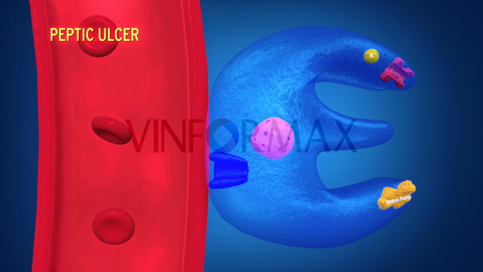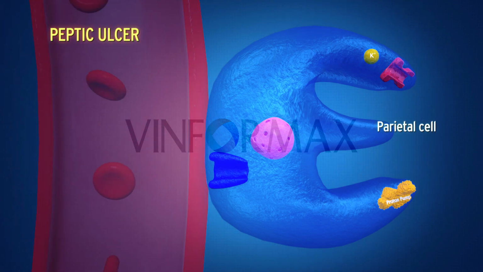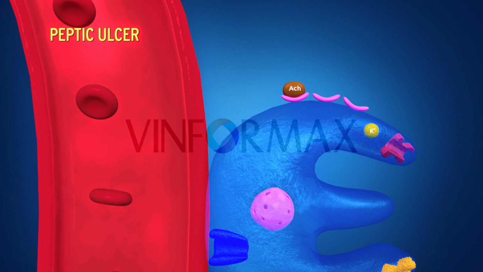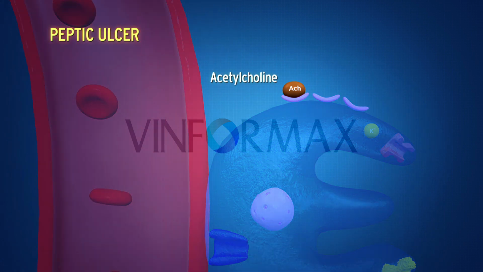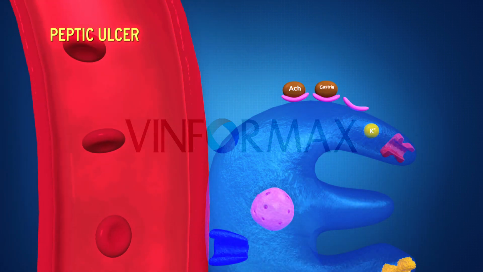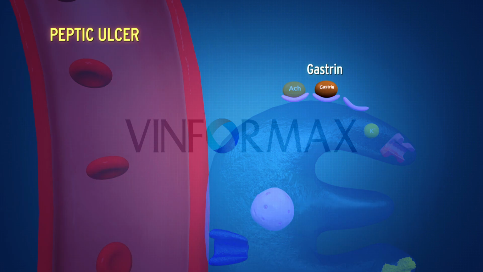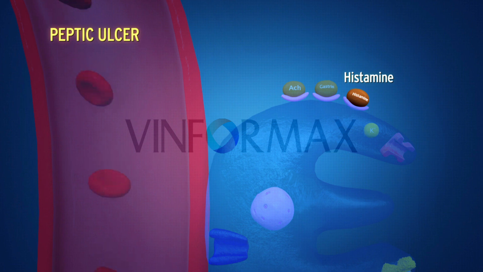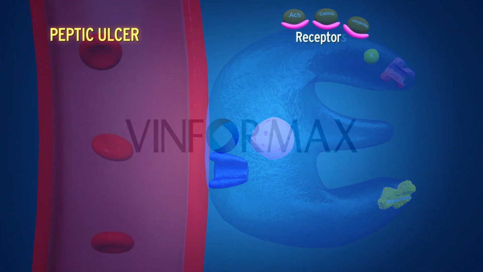To understand this in a better way, we will see how hydrochloric acid is secreted in our body. Gastric acid is secreted through gastric parietal cells or oxyntic cells. Parietal cells are activated by acetylcholine, gastrin, and histamine via their own receptors located on these cells.